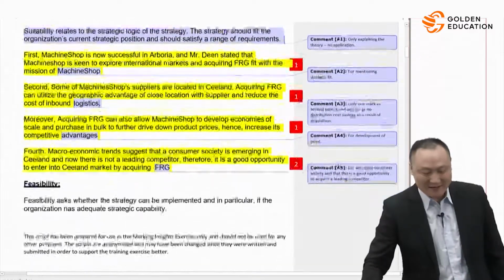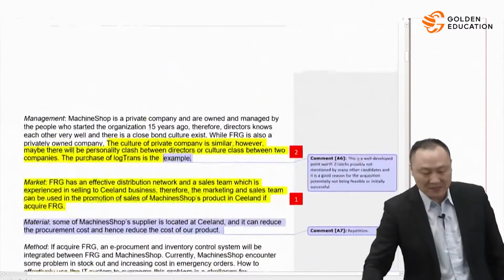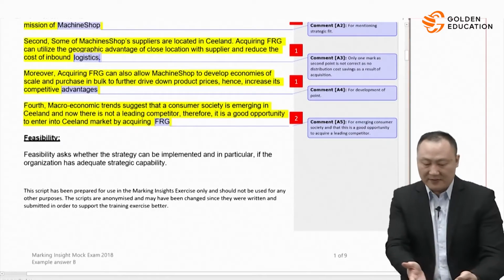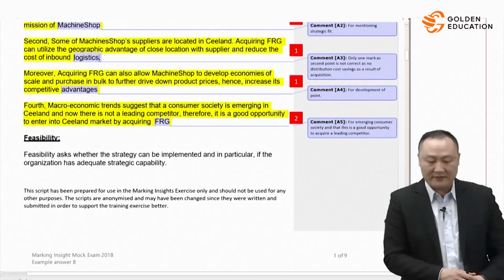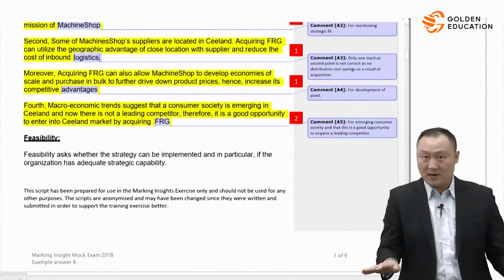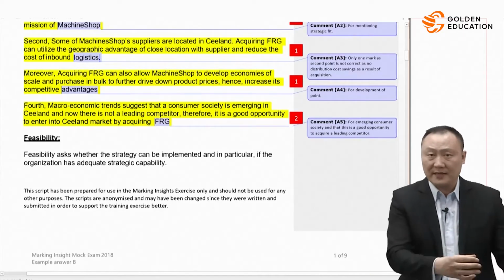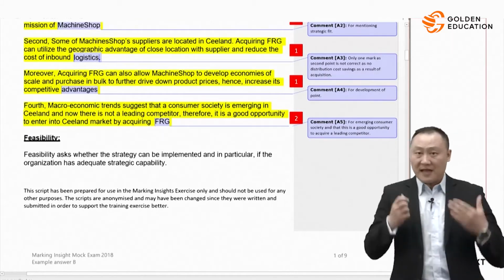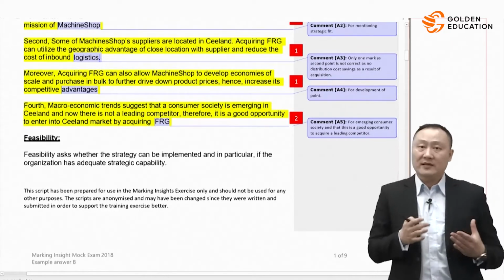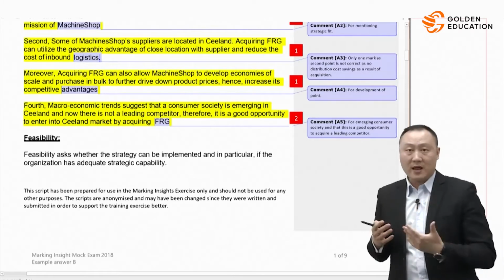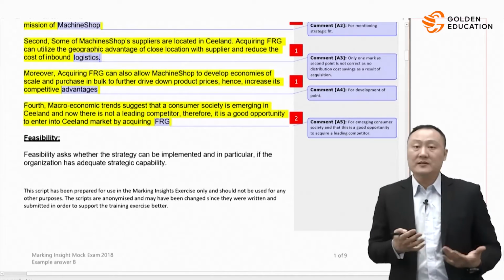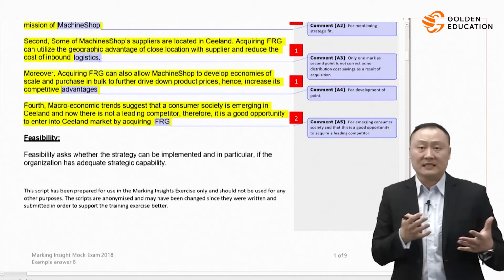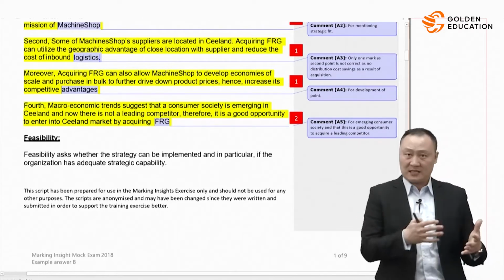All right, guys, feasibility. He explained the meaning of feasibility. Feasibility asks whether the strategy can be implemented, if the organization has adequate strategic capability. Earn no marks. The definition of feasibility earns no marks. One more time, definition marks will only be given when the requirement is specifically asking for it, like the previous question on big data. They specifically asked you to explain big data.